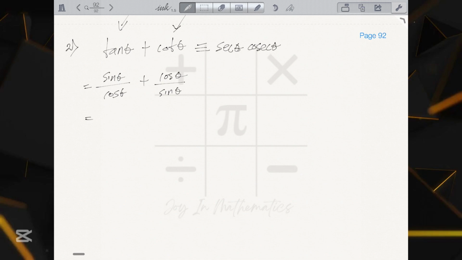So let's find the LCM. The LCM here will be cos theta sine theta, and the numerator will be sine theta multiplied by sine theta plus cos theta multiplied by cos theta. So let's simplify now. The numerator therefore will give us sine squared theta plus cos squared theta, divided by cos theta sine theta.